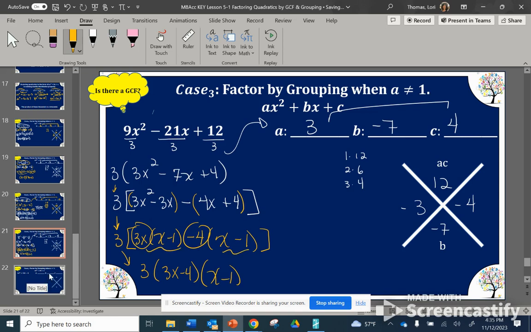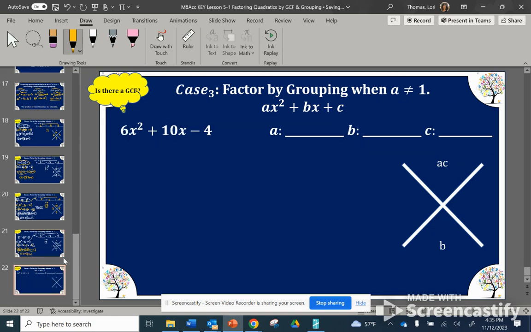And why don't we try one more? And again, if you want to pause and try this before we go through the steps. The first thing we will ask, is there a GCF? We can see these are even numbers, so we're going to factor out the GCF of 2. And we are left with 3x squared plus 5x minus 2. Our new A is 3, our new B is 5, and our new C is negative 2.